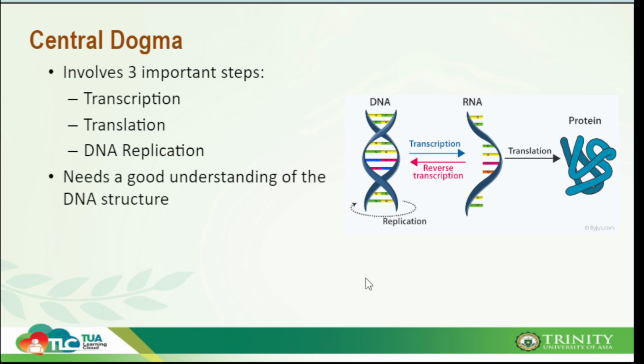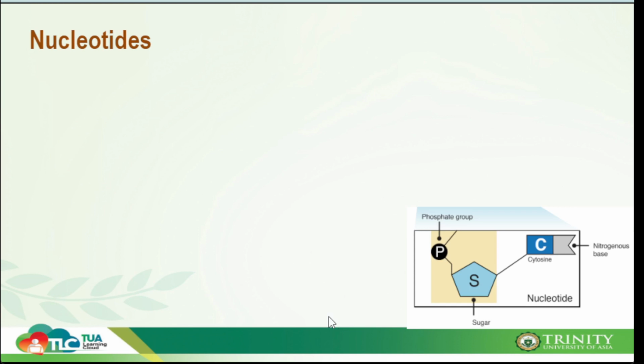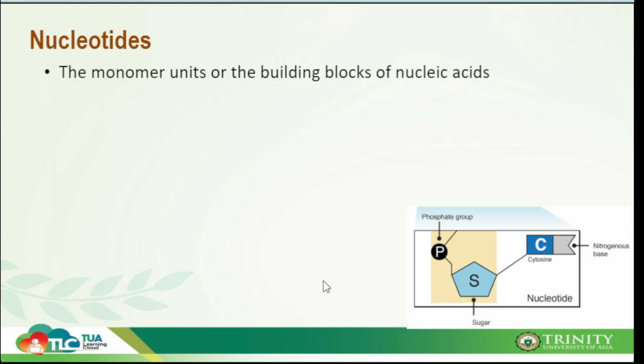So in order for us to understand the central dogma, it is imperative for us to have a good understanding of the DNA structure. So a question, what are the building blocks of your DNA? Answer is your nucleotides. So nucleotides are the monomer units or the building blocks of nucleic acids. We have also talked about how your nucleotides are composed of three ingredients: your sugar, your nitrogenous base, and your phosphate group. As you can see in this picture, we have a phosphate group, we have a sugar, and of course, we have the nitrogenous base right there.